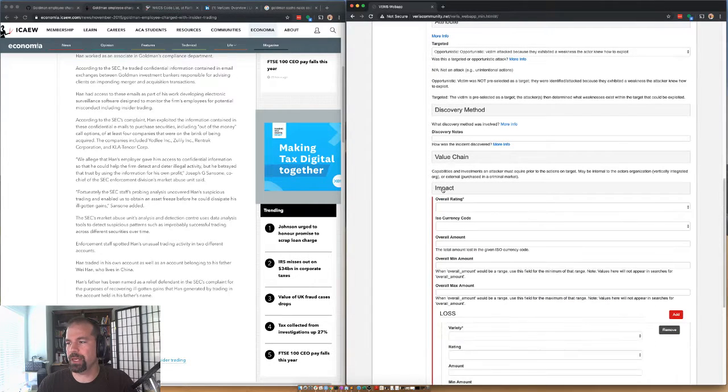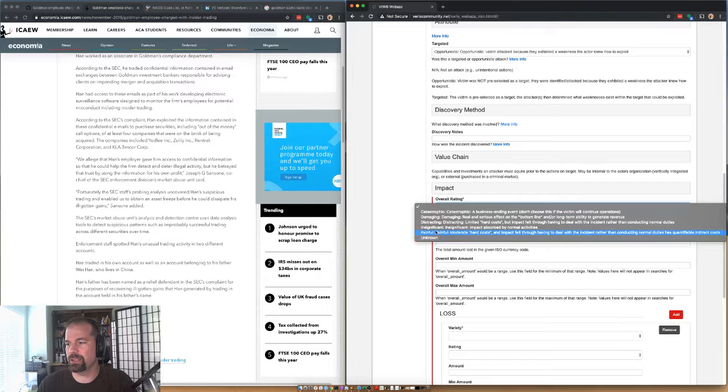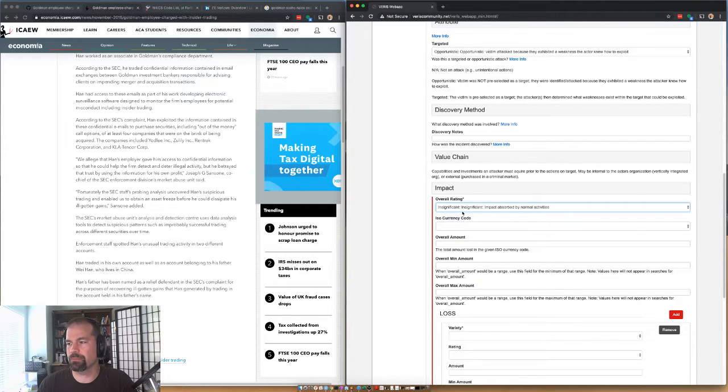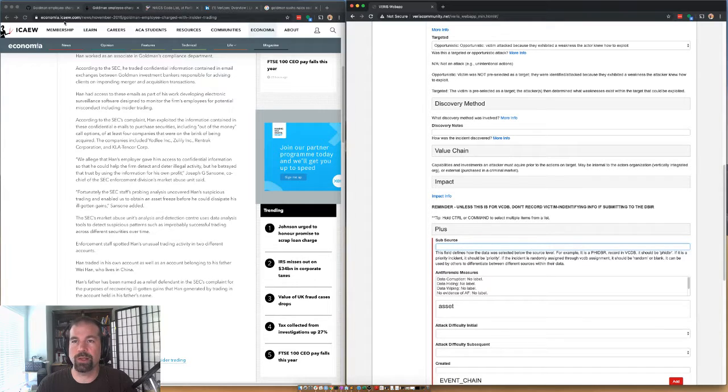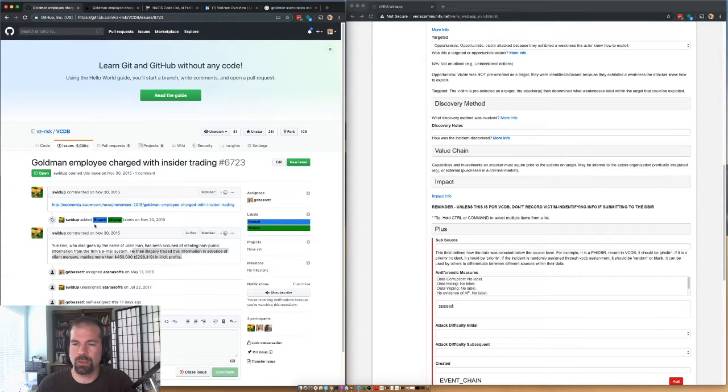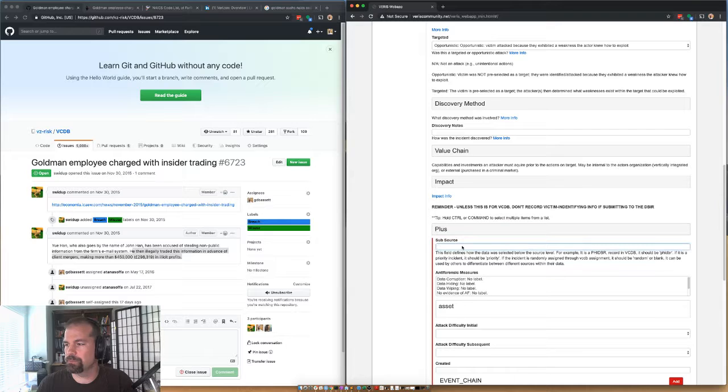Impact, overall rating, insignificant. It was reported they removed the guy. He didn't even transfer the money away, so he didn't get it. Goldman Sachs didn't suffer because of this. So subsource, I don't think this was a priority incident. We'll mark it random because it was a random assignment.